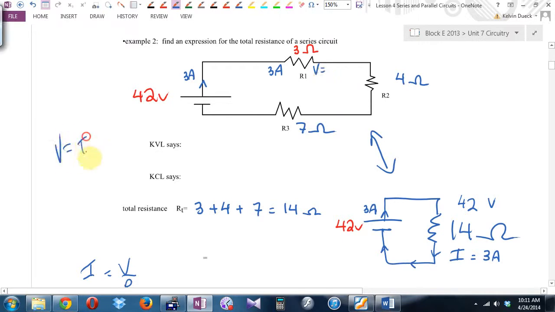V equals I times R. If I know 2, I know 3. I know the current, I know the resistance. How many volts do I lose going through R1? Yeah, 9.